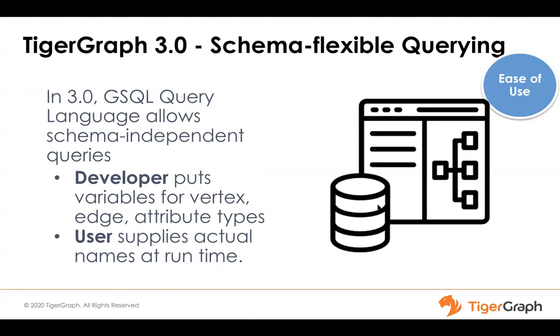And the next feature I want to talk about is the schema-flexible querying. This is similar to your dynamic SQL if you're coming from the relational space. Basically, in 3.0, we will allow users to write queries which are schema independent. So basically, the developer adds values for vertex, edge, and attribute types in the query when they design a query. The user who actually invokes the query can supply the actual names for vertex, edge, and attribute at runtime.